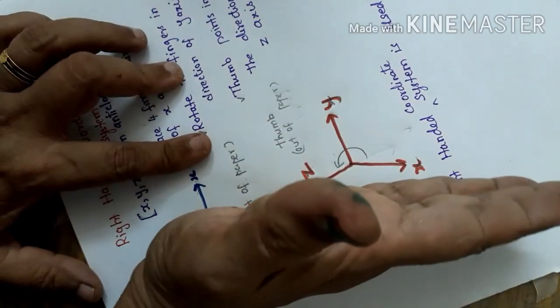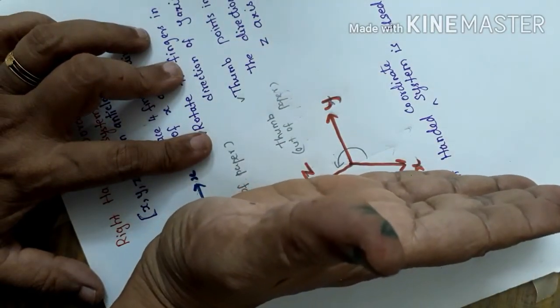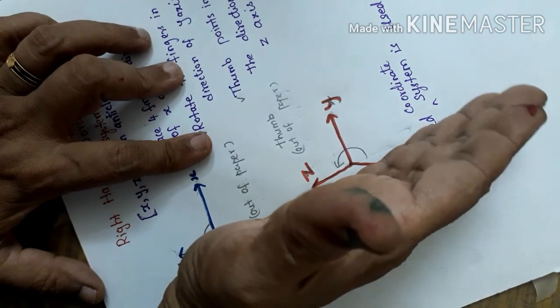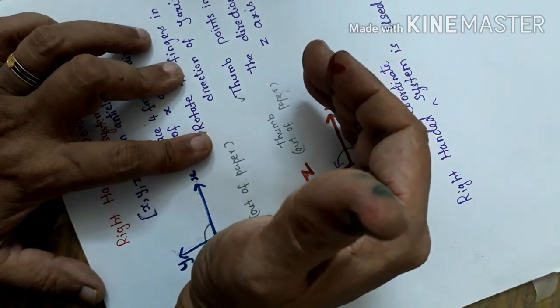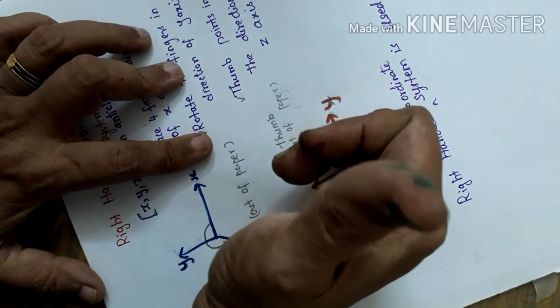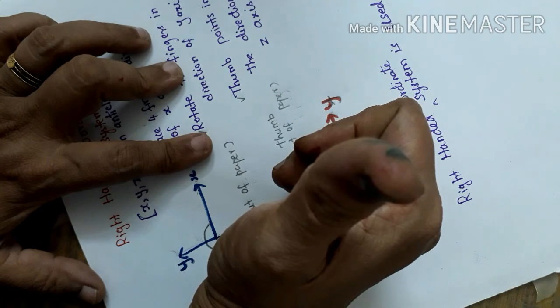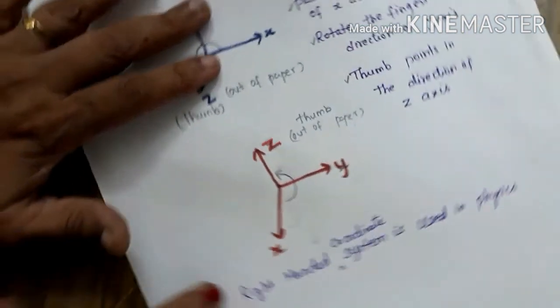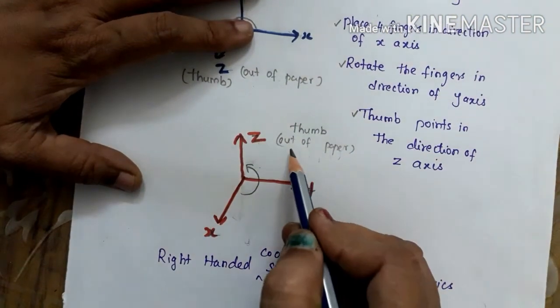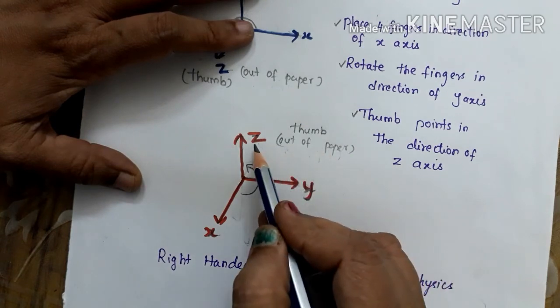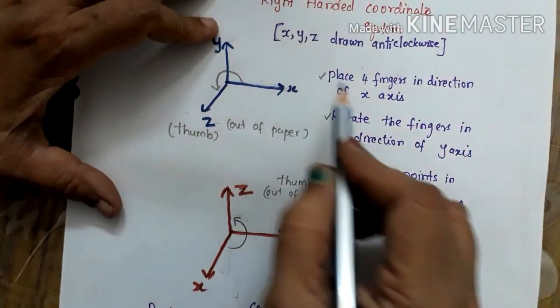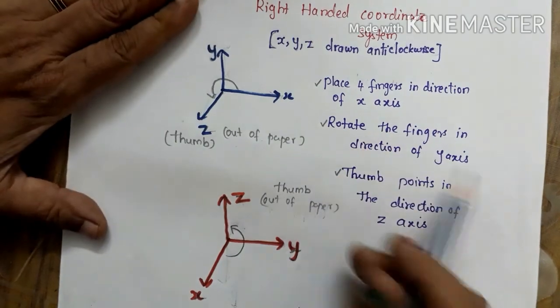I have placed these four fingers along the X axis. Now I am going to turn these four fingers along the Y axis. You can see that the thumb is coming out of the paper. That is, the thumb represents Z axis, as I already told you. You can see that. That is why I have written the thumb is out of the paper. Okay, so I hope you understood this. Thank you.